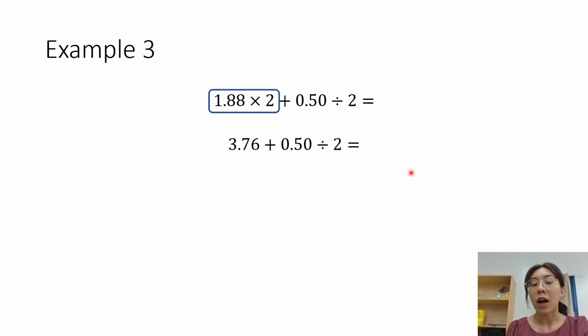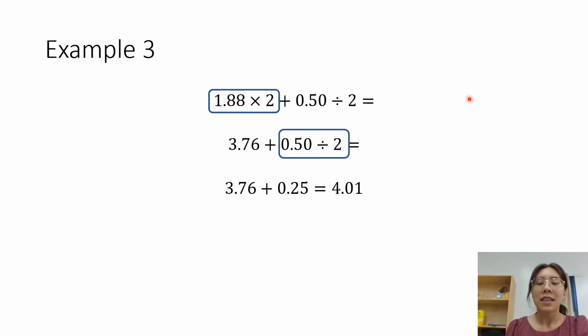Now the next order of operation you will notice is division. So we have 0.50 divided by 2. When we do that math, we carry down the 3.76 again, and we add it to whatever this was, which is 0.25. Then our last operation is adding. We added these two together, and that gave us 4.01. And we put a box around it so that we know that that's the final answer.